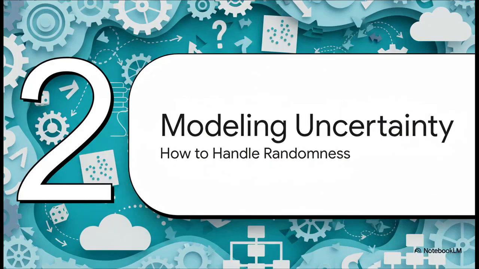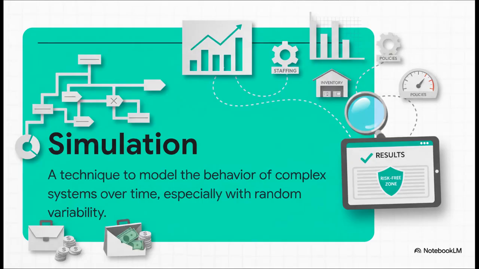But what happens when a system has way too much randomness for a simple formula? When you just can't calculate a single right answer. Well, that's where simulation comes into play. Simulation basically lets us create a virtual copy of a real-world process. It's like a flight simulator for business decisions. It allows us to run thousands of experiments, testing different policies, changing staffing levels, adjusting inventory rules, all in a completely risk-free digital environment, before we spend a single real dollar.